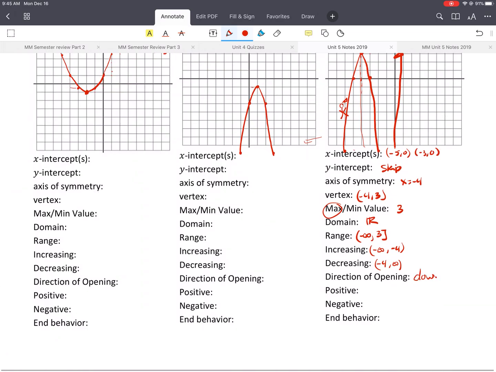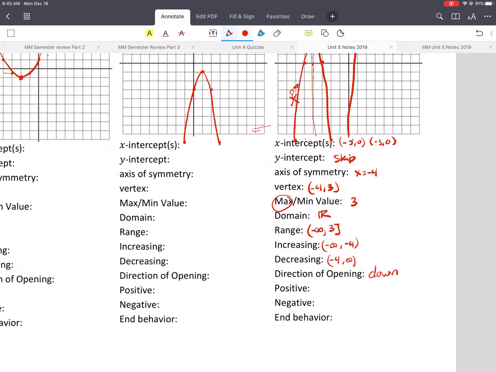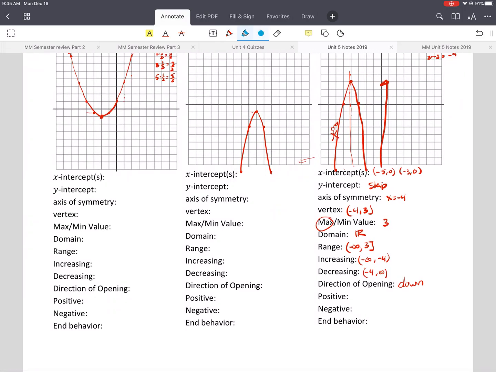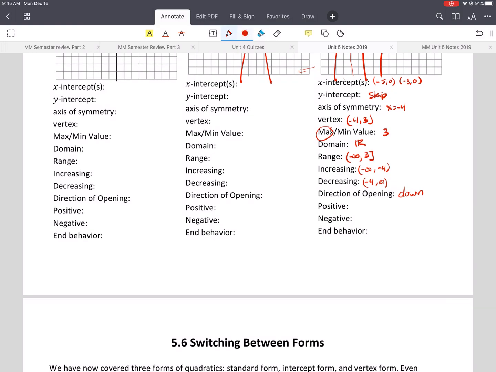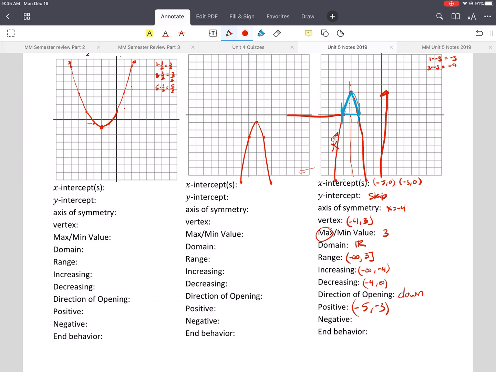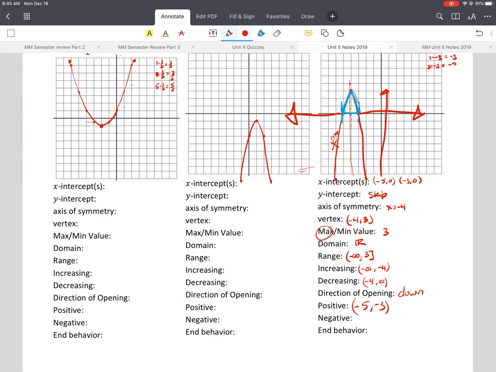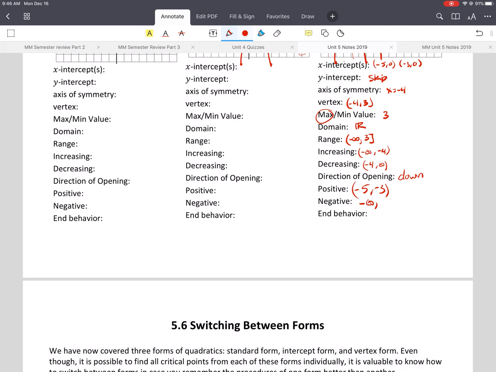And then positive. Positive is everything that's above the x-axis. So that would go from here to here. Negative is basically between the x-intercepts, so from -5 to -3. Negative y values would be everything outside of there. So it would be from here that way and here this way. It would start at negative infinity and go to -5, and then continue again from -3 to infinity.